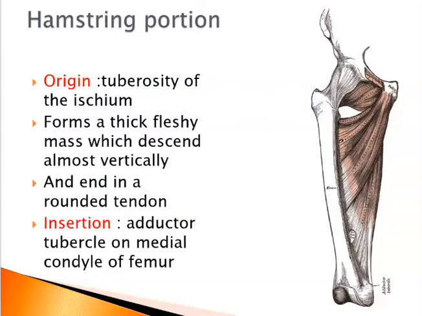Then we go to the hamstring portion. As usual, the hamstring portion takes origin from the tuberosity of the ischium. Immediately after the origin, it forms a thick fleshy mass, descends vertically down, forms a rounded tendon, and inserts into one tubercle that is called the adductor tubercle. So the origin is the ischial tuberosity, and the insertion is into the medial condyle, at a place called the adductor tubercle.